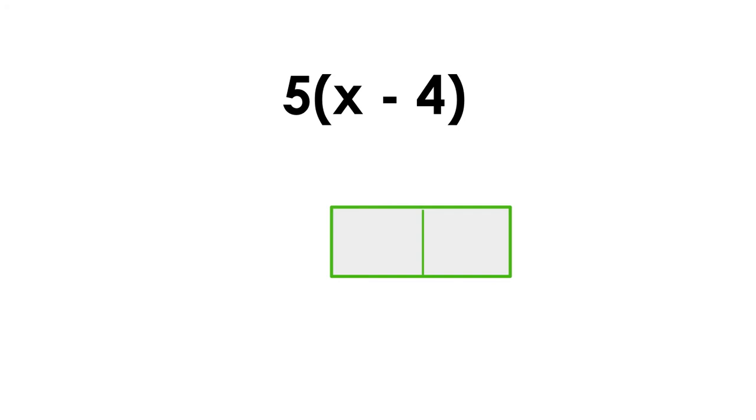All right, let's label stuff. I'm going to throw that 5 out front because it is hanging out front. And I'm going to label the 2 rows. I have x, and this time, instead of a positive, it's a negative 4. So see how labeling it this way helps with those signs. 5 times x, 5x. Negative 4 times 5, negative 20.